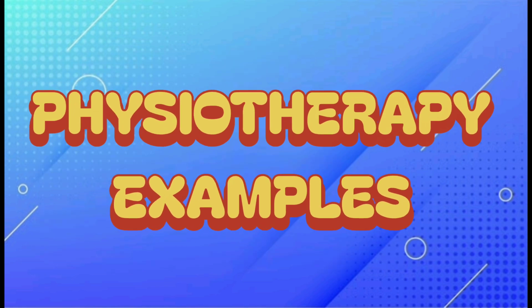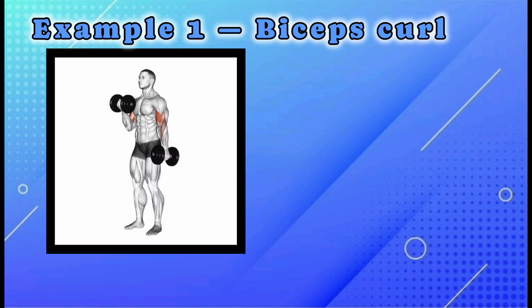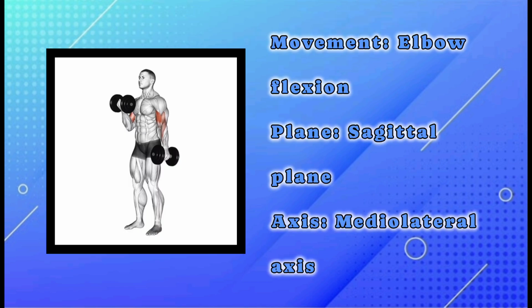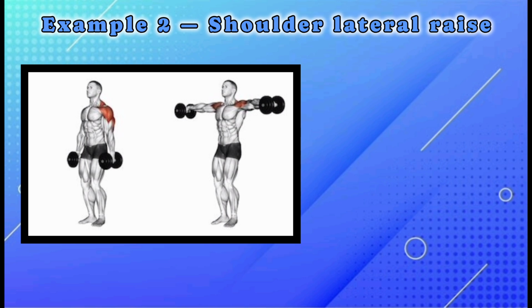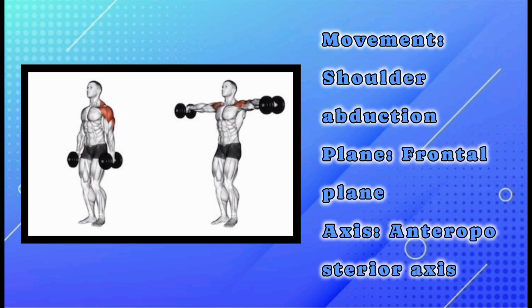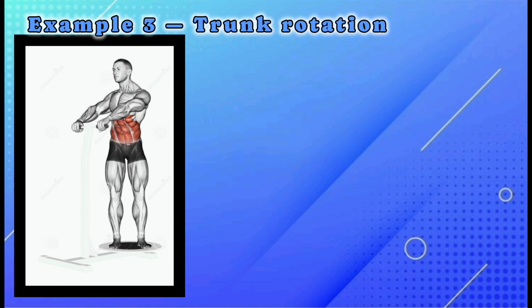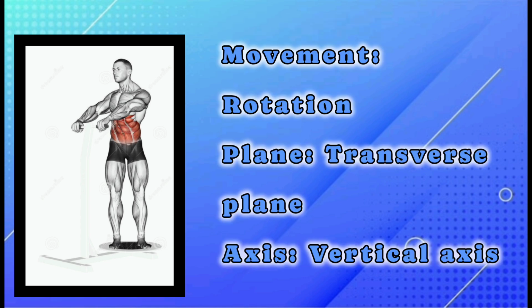Now let's apply this to physiotherapy. First example, bicep curl. When you perform a bicep curl, movement: elbow flexion, plane: sagittal plane, axis: mediolateral axis. Second example, shoulder lateral raise. When you raise your arm sideways, movement: shoulder abduction, plane: frontal plane, axis: anteroposterior axis. Third example, trunk rotation. When you rotate your trunk, movement: rotation, plane: transverse plane, axis: vertical axis.